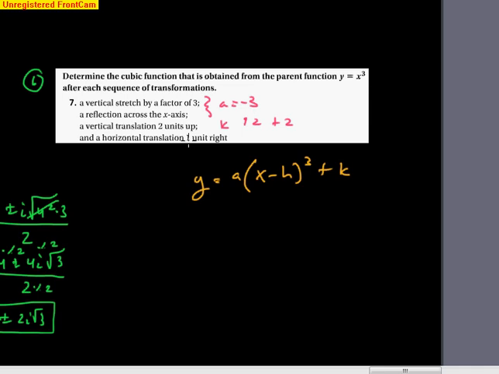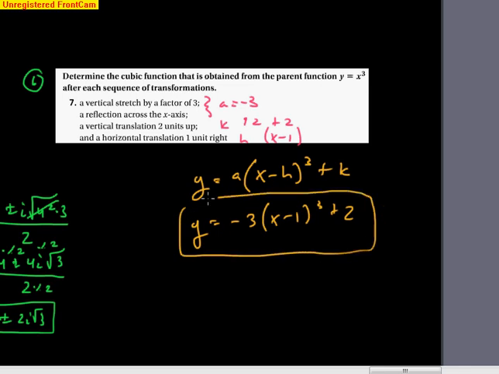And then the horizontal translation is your h. 1 unit to the right, you would think of positive 1, but it really means negative 1. x minus 1 inside that parenthesis. That means 1 to the right. And we've pretty much built our function up here. y equals negative 3, x minus 1 squared, plus 2. Oh, not squared, sorry. x minus 1 cubed, right? It's a cubic function, plus 2. And there's those 4 transformations put into this formula, into this function.